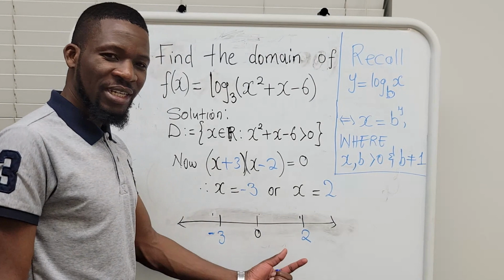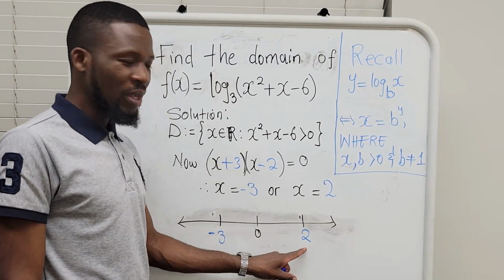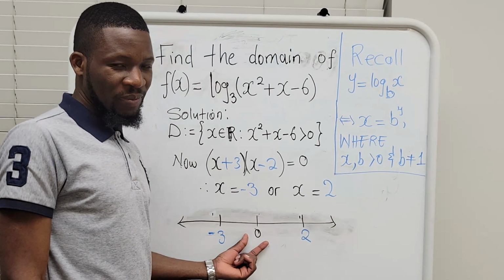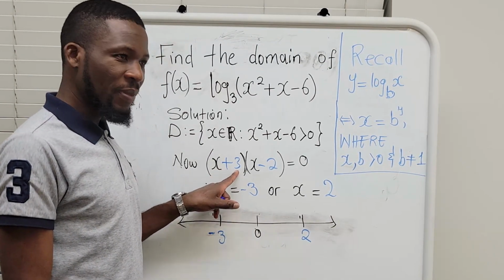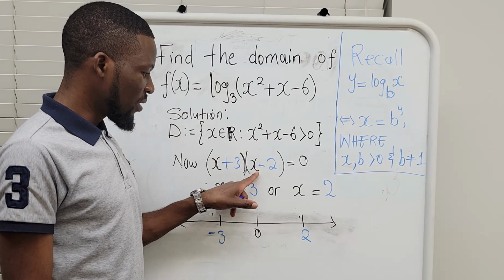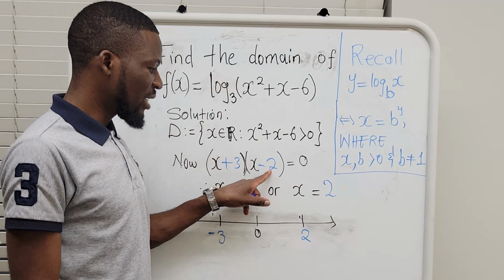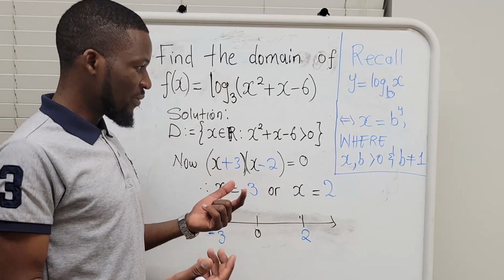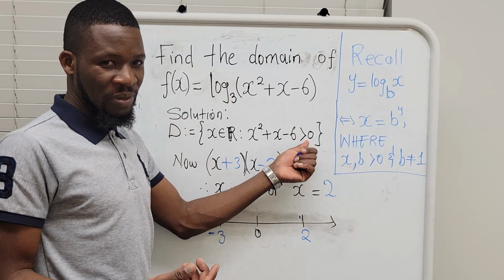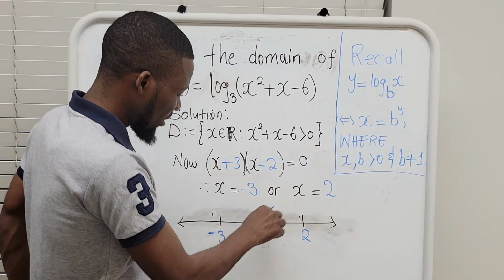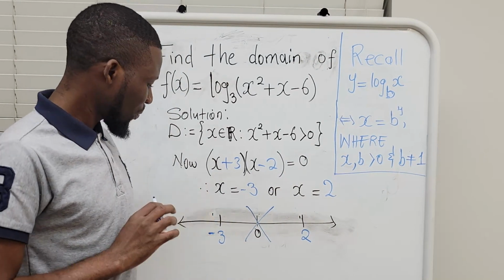Okay, let us start with numbers that are between negative 3 and 2. I will pick 0. Now look at this. I put 0 here, I have 3. I put 0 here, I have negative 2. So 3 multiplied by negative 2 is negative 6, and negative 6 cannot be greater than 0. So this middle part is not part of the solution.